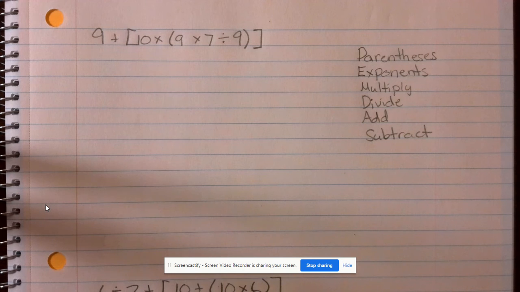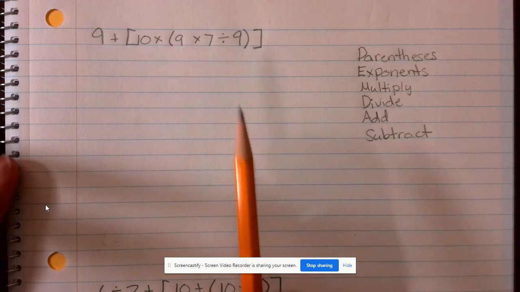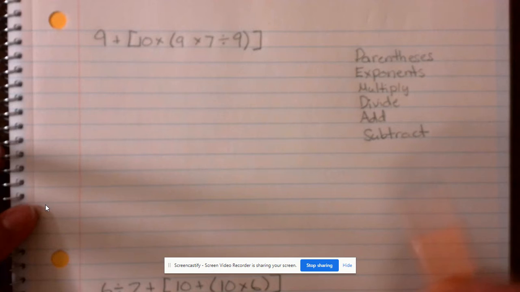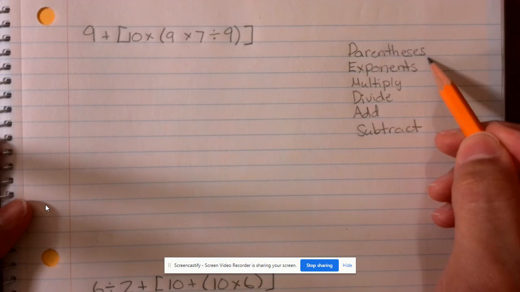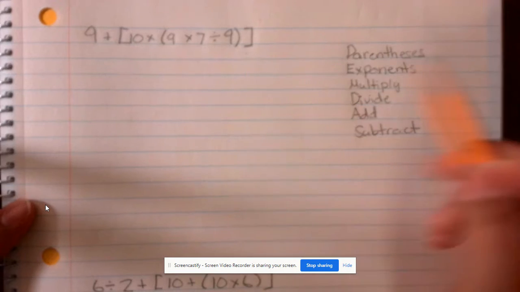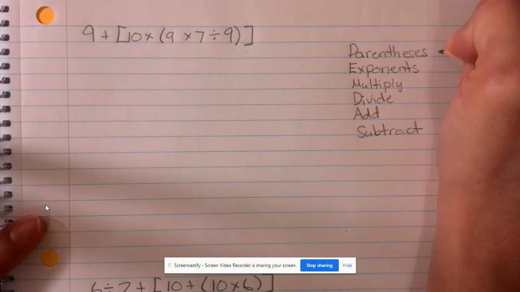Today we are going to evaluate numerical expressions with parentheses and brackets. Before we do this problem together, let's go over our order of operations. Our first step is parentheses. In this case, we are also doing brackets as well. So brackets fall under the same category as parentheses.